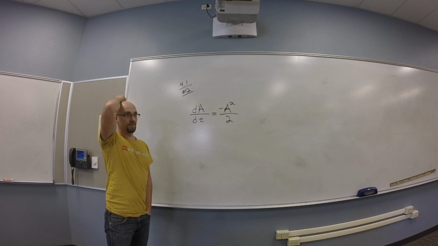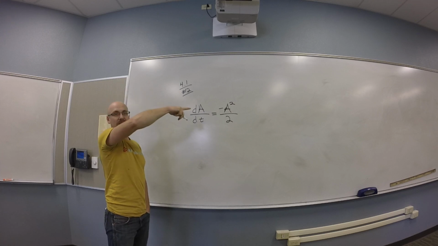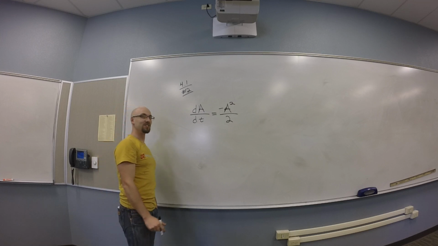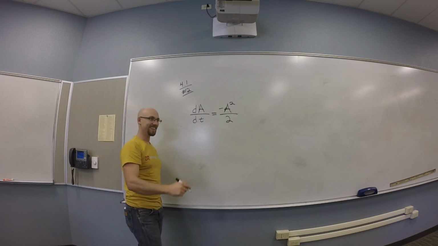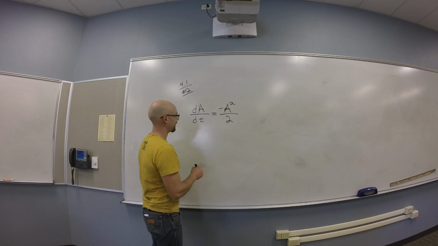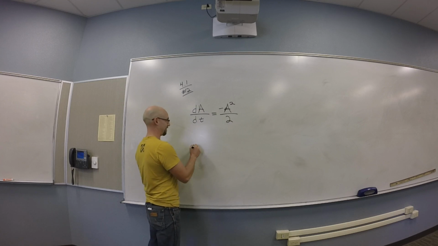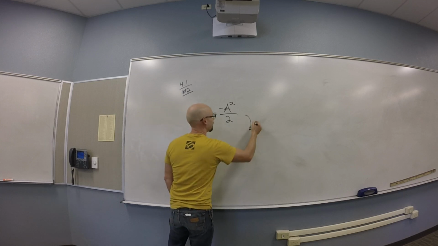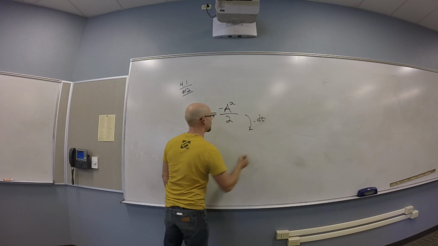That one is separable. There's no t's on that side, right? There's a t to the 0. There's no explicit t's over there. So I think we could maybe separate. Okay, so let's multiply through by dt.